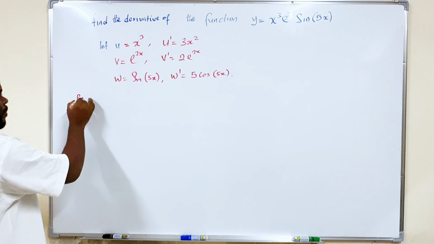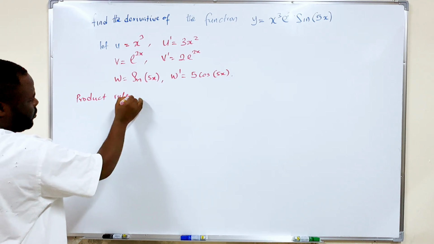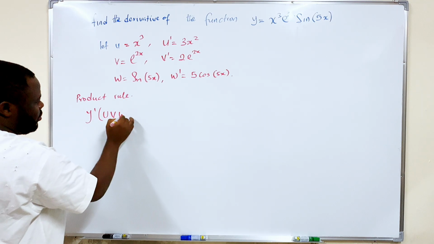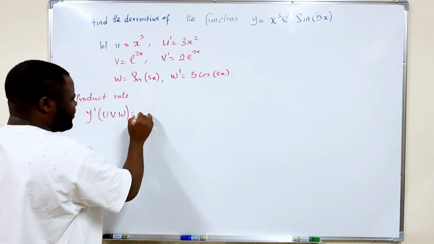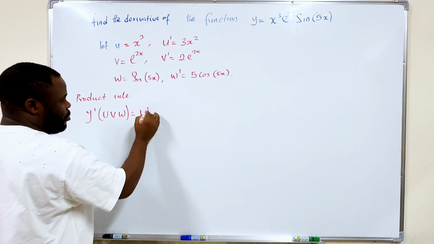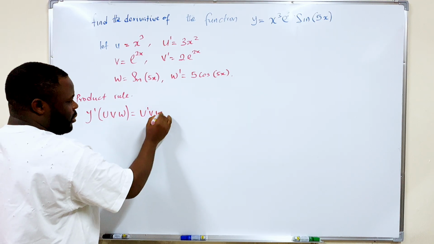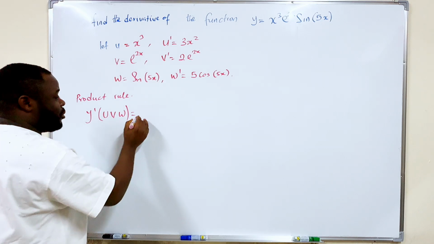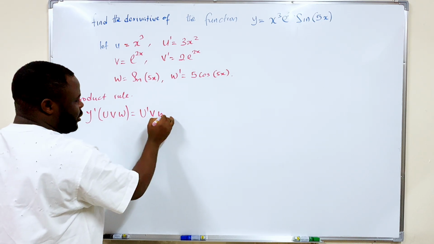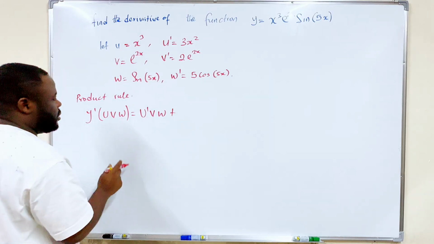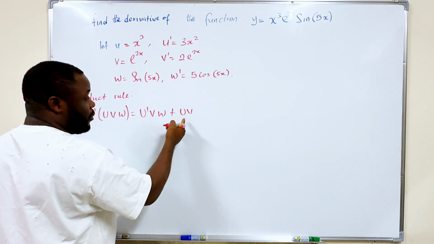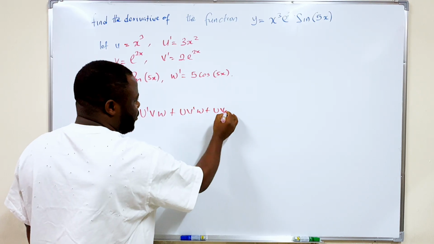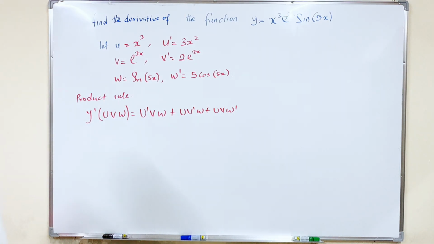Now for the product rule, we say that y prime of this whole thing, u v w, is going to be the product of u prime v w, plus u v prime w, plus u v w prime.